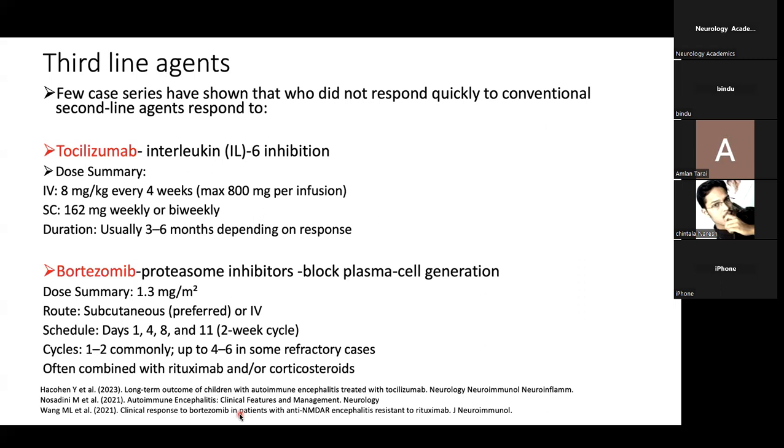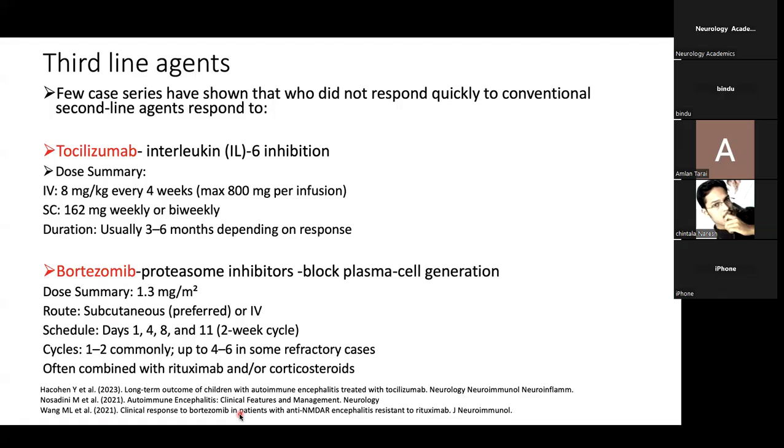Bortezomib is a proteasome inhibitor that blocks plasma cell generation. The dose is 1.3 mg per meter square. The subcutaneous route is preferable to IV. The schedule is day 1, day 4, day 8 and day 11, as a 2-week cycle. One to two cycles are commonly used, but up to 4 to 6 may be used in some refractory cases. Both tocilizumab and bortezomib are often combined with rituximab and/or corticosteroid.